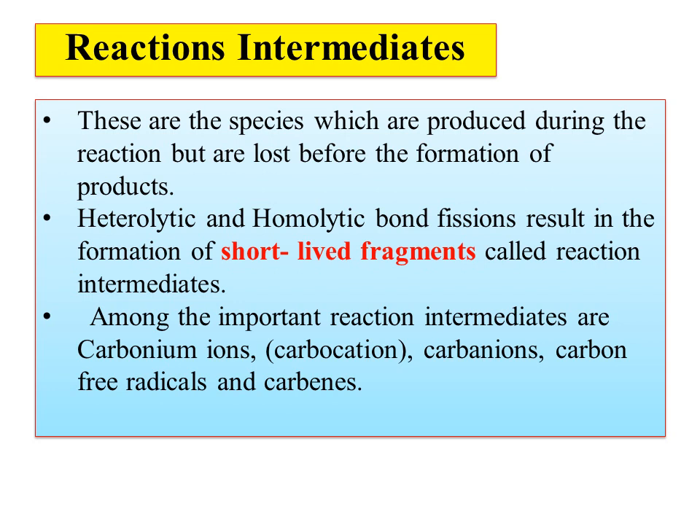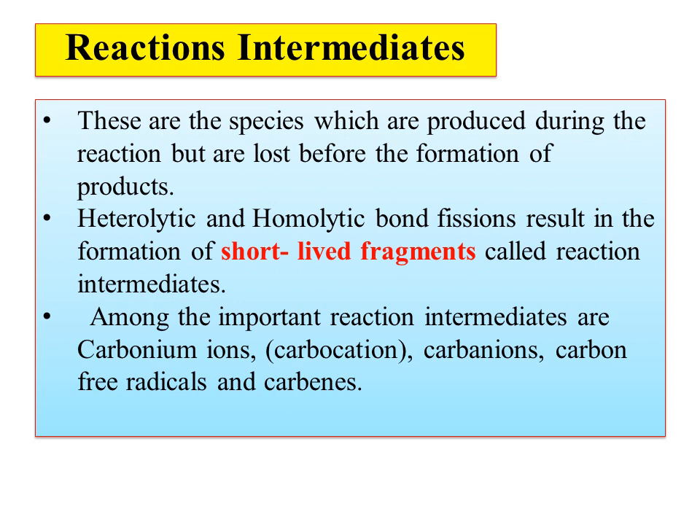Reaction intermediates are species which are produced during the reaction but are lost before the formation of the product. Their lifespan is very short and they are highly reactive in nature, that's why they are called reaction intermediates. They form when the old bond is broken and disappear before the product is formed. Heterolytic or homolytic bond fission results in the formation of short-lived fragments called reaction intermediates. Among the important reaction intermediates are carbocations or carbonium ions, carbanions, free radicals and carbenes.